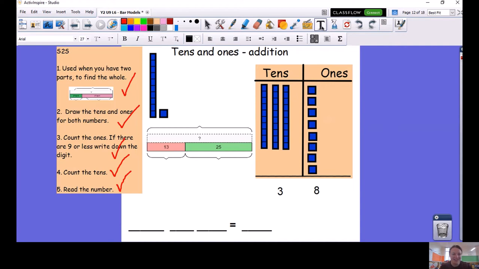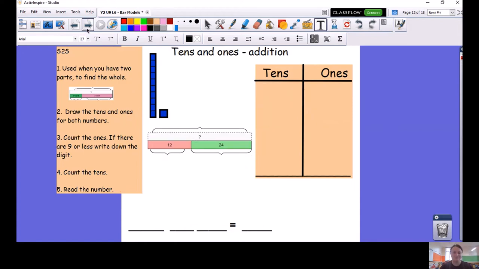I forgot to write down the calculation, didn't I? Oh dear. So what was the calculation? Can you tell me now? The calculation is 13 add 25 equals, what does it equal? 38, brilliant. Oh, well done everybody. It's so important to write down that calculation. I can't believe I forgot. Let's look at one more.